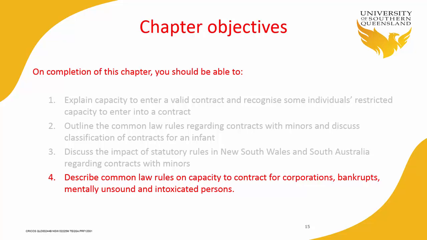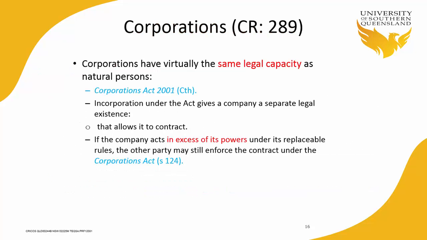Alright, let's then move on to the last learning objective for today, and this is asking us to describe common law rules again on capacity to contract for other categories that we saw on figure 11.1, which are corporations, the bankrupts, the mentally unsound, and the intoxicated persons. The discussion of that starts on page 289, and it starts with corporations. Corporations are legal persons, and hence they have the same legal capacity to contract as natural persons, and you'll find that covered under the Corporations Act of 2001. That's a Commonwealth Act, of course.